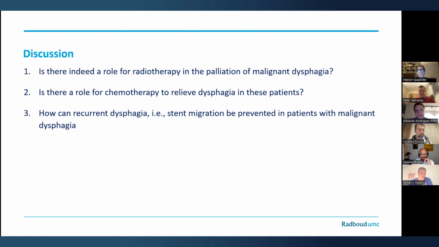Rehan, do you think that for these patients, is there a special trick to prevent stent migration that's different from patients with benign stricture, or is it basically the same tricks that we use for stent migration in malignant patients?